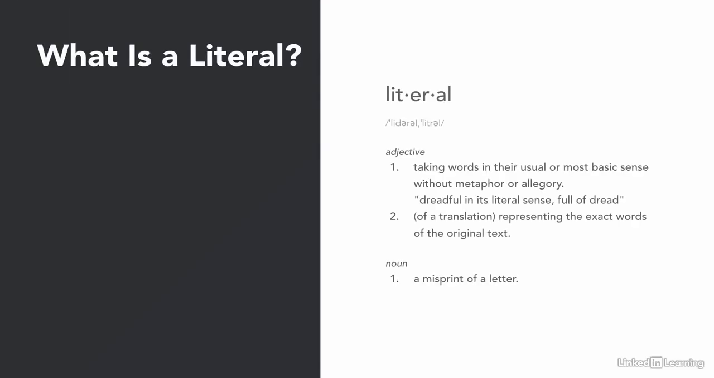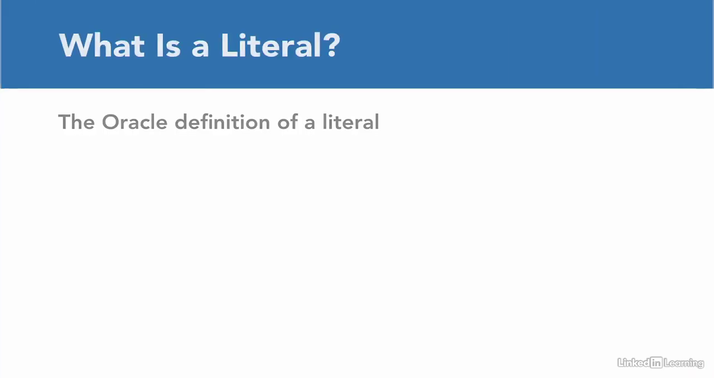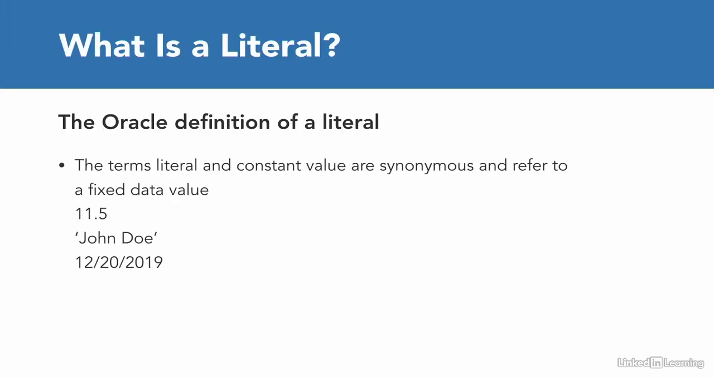What is a literal? From the dictionary's perspective, it's the basic meaning of a word or phrase. As a noun, it's a misprint of a letter in printed text. Well, in Oracle it's a noun, but not really close to the dictionary definition. A literal is a fixed value, a constant, not a variable or a value in a table column of any given row. Some examples are shown on the slide. The numeric value 11.5 is going to be 11.5 no matter where you use it.